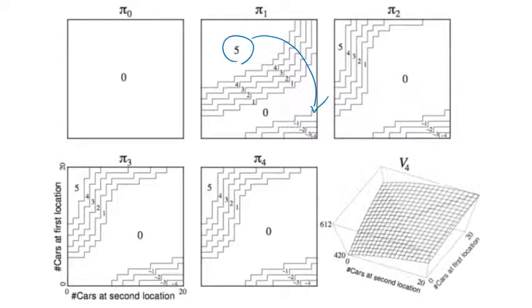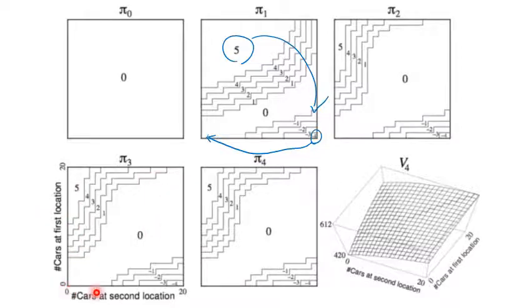And the minus number is the number of cars that need to move to the first location overnight. Okay. So intuitively, initially all cars are 0, but if you have more cars at the first location, you better move as many cars as you can, which is 5, to the second location. And this policy also converges to this state.